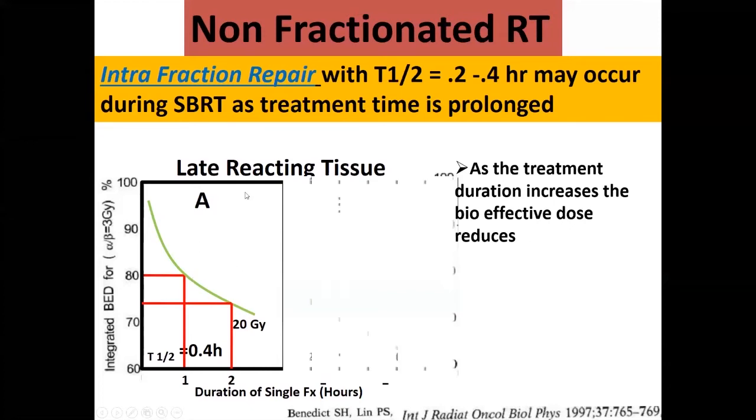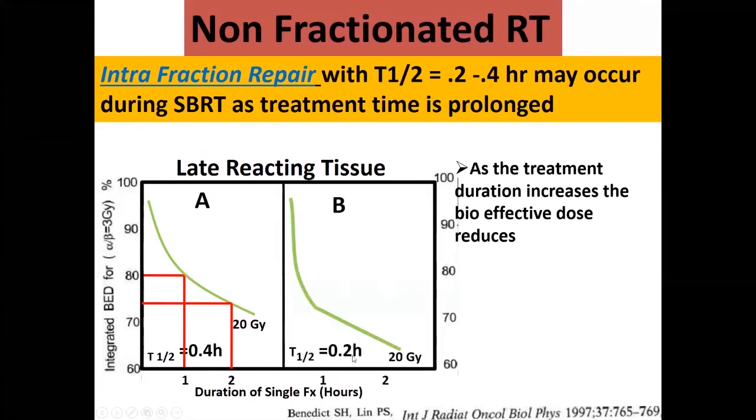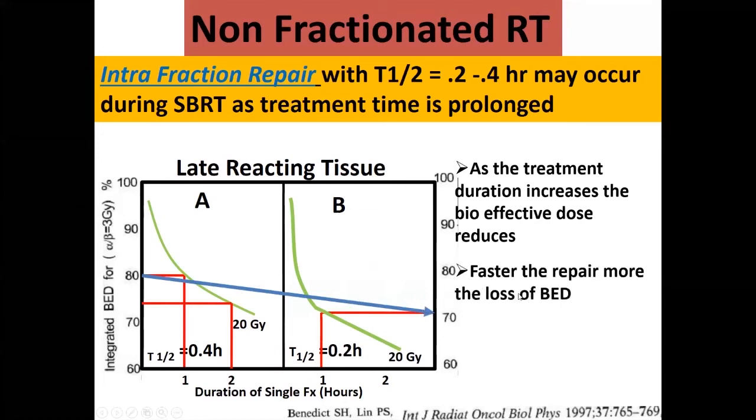Not only this, but also the half-life of the repair matters. If repair is very, very fast, even if the delivery time remains the same, it will reduce the biological effective dose from 80 gray to 70 gray. So we can say that the faster the repair, the more the loss of biological effective dose. So in relation to late reacting tissue, we can say that prolonged delivery of radiation in non-fractionated radiotherapy will have a positive effect on normal tissue.